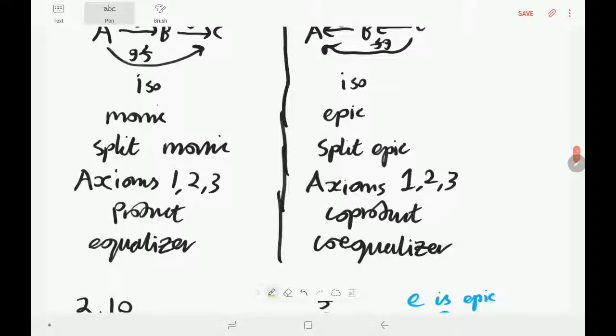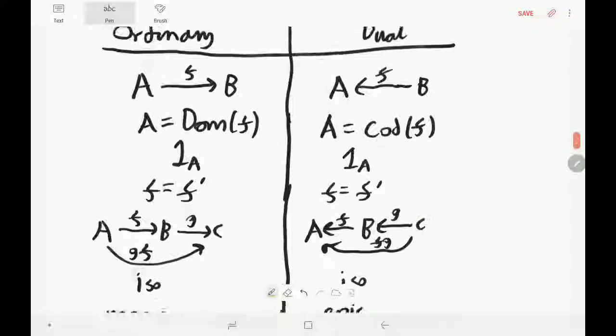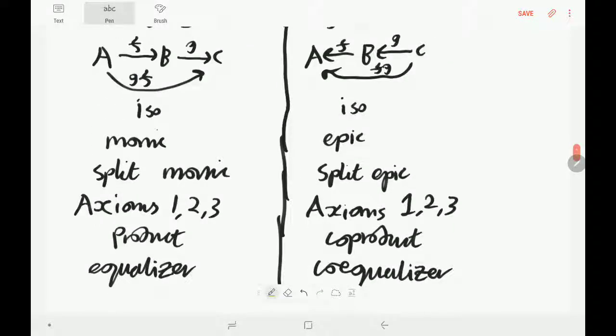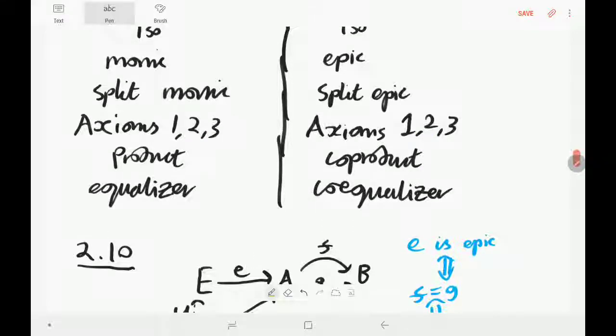Anyway, the dual notion of a product is a coproduct. The dual notion of an equalizer is a coequalizer. But basically the idea is that if you do these substitutions, replacing domains with codomains and reversing composition and so on, you can always dualize results as long as they're based only on the basic axioms of category theory, axioms 1, 2, and 3.